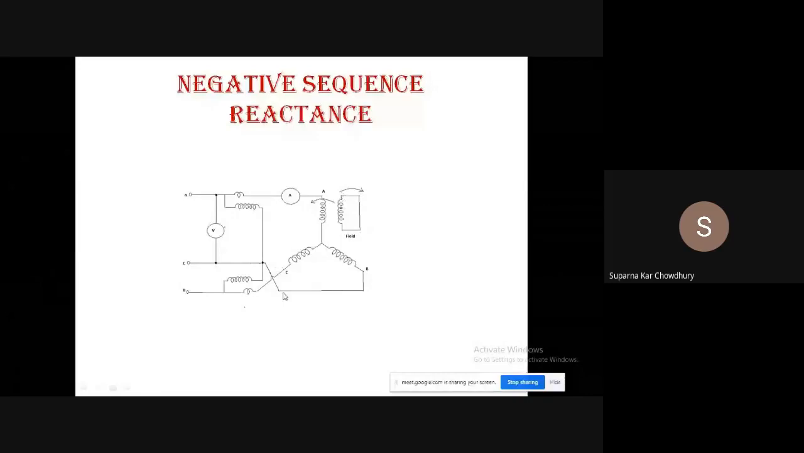This is the same star connected stator. The rotor winding is shorted on itself. We have an ammeter here, two wattmeters and a voltmeter, and what we are applying is a small negative sequence voltage. So this ABC input sequence has been changed. That is the main change. So we measure the meter readings.